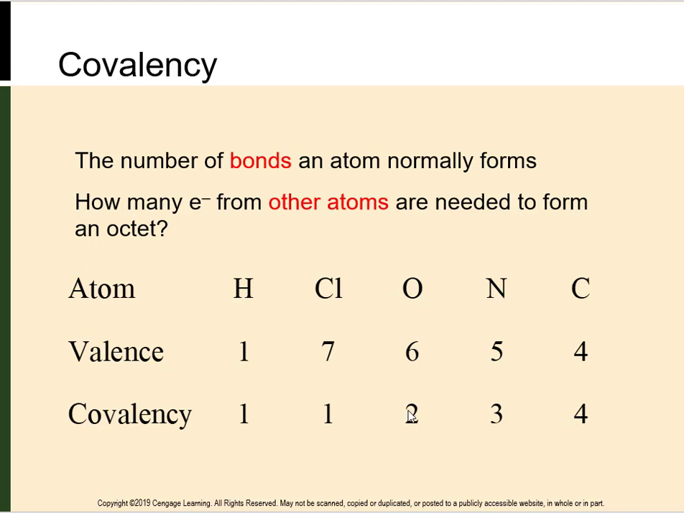And that might even be a double bond. Nitrogen has five outermost electrons, so to get to eight, it can have three bonds. Again, that could be with one other atom. If it was a triple bond, that would be three bonds. Or it could be with three different hydrogens or three different elements. But anyways, it can have three bonds. Carbon, we know, has four valence electrons, so it wants to fill up that octet with four bonds.